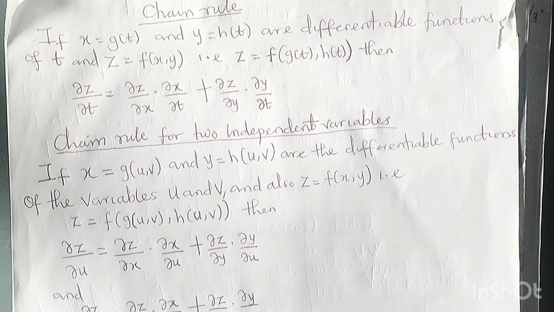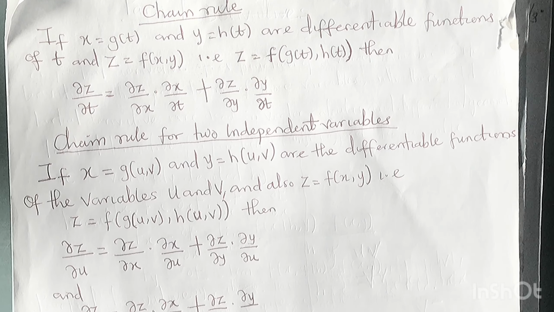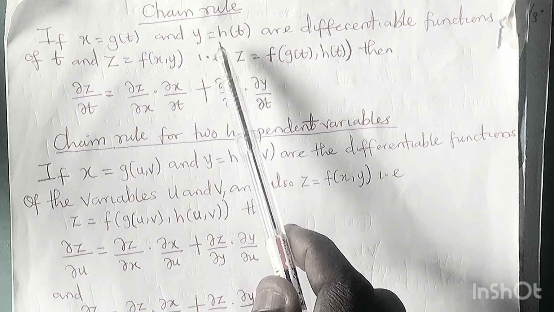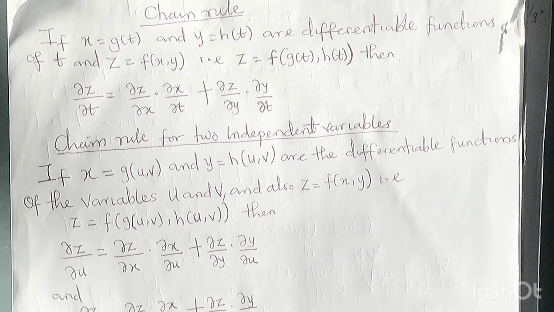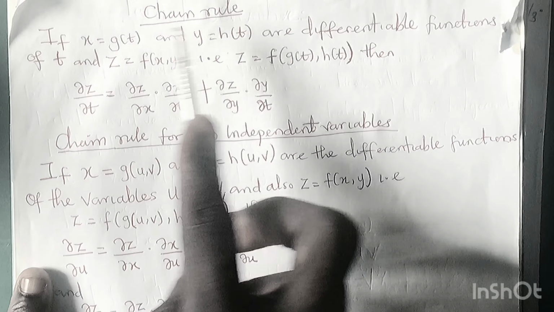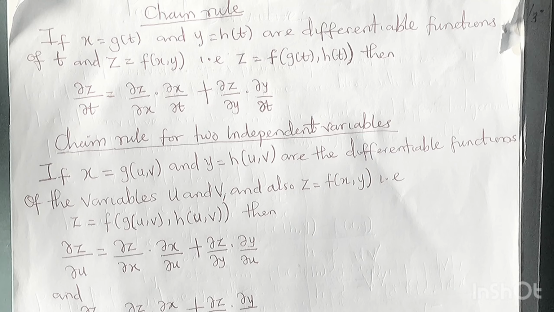So in this, we said if x equals g of t, that is, if my x is a function with respect to t, and the same thing for my y with respect to t, which is h of t. They said if they are differentiable functions of t, and z equals f of x, y, that is, z is now a function of these two differentiable functions. Are you seeing that now? So what am I going to have?